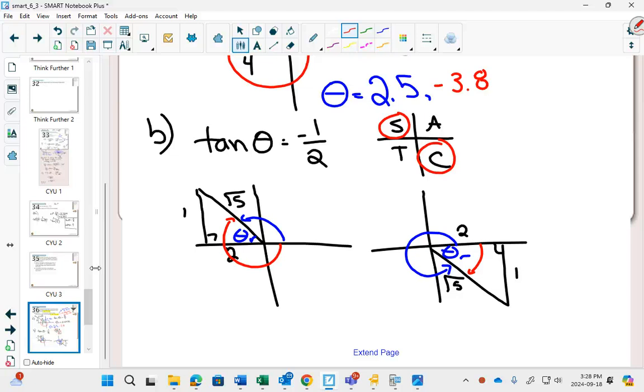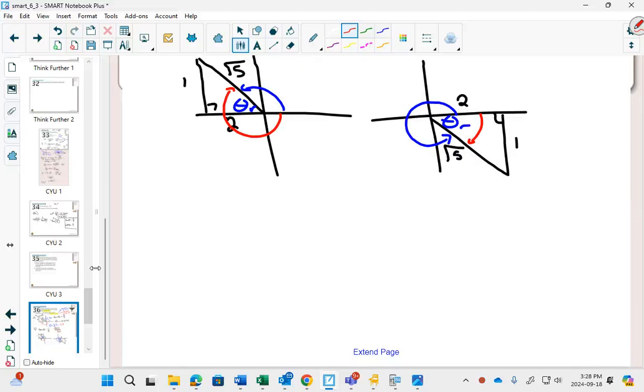Okay. So from here, what we're going to do is find that reference angle. Right? Reference angle, we know that tan is 1/2. Everything is positive with a reference angle.